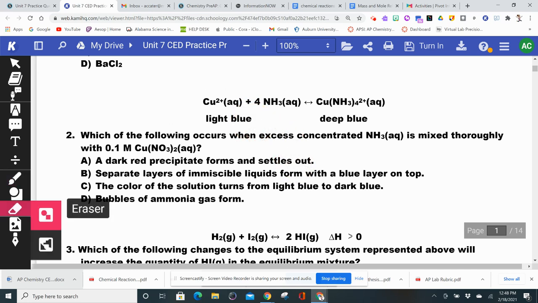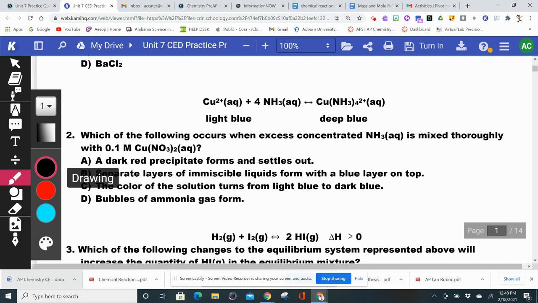Now, not similar compounds or anything like that, but a similar situation where you're given a reaction. You'll be told that, hey, I've got these 2 colors here, and I want to know what's going to happen to the solution when I make a change. Is it going to be this color or that color or what? So which of the following occurs when excess concentrated ammonia, this one, is mixed thoroughly with 0.1 molar copper nitrate?